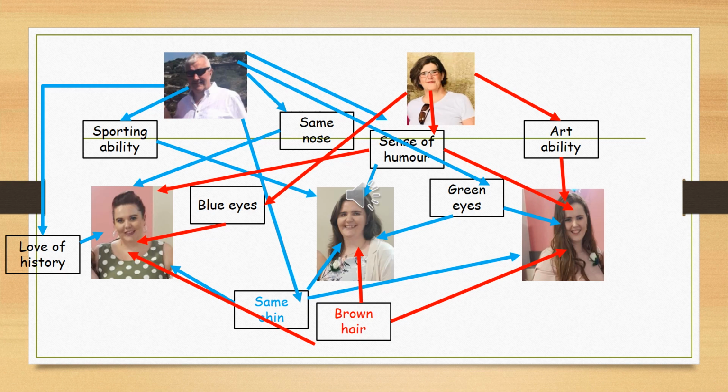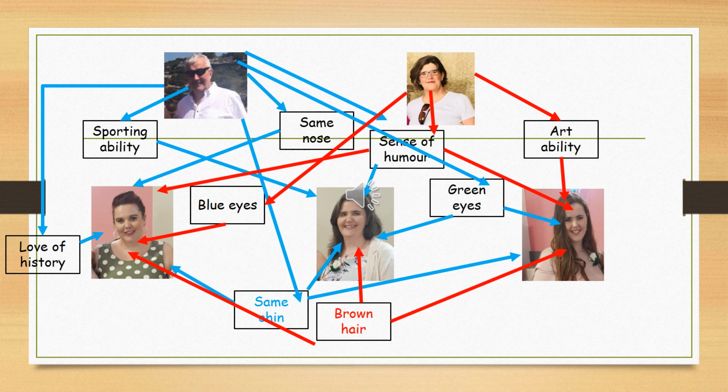And then there's other genes that we have done, lots of different ones. So for just a couple. I have got blue eyes like my mum, but my sisters have both got green eyes like my dad. And I have got my dad's nose, a bit pointy, but my sisters have both got my mum's nose. So little things like that.